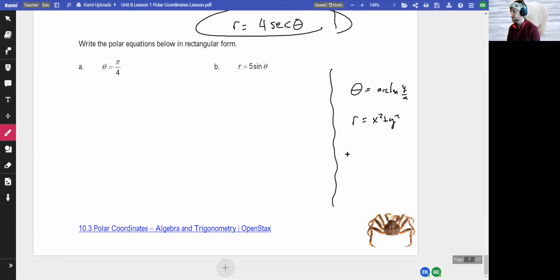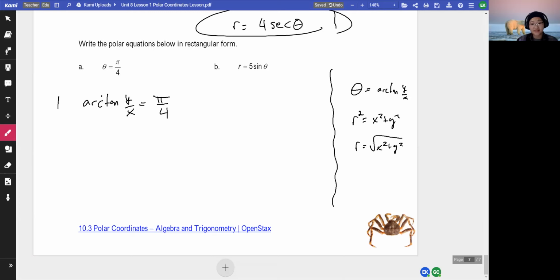So wherever we see an r squared, we can replace it with x squared plus y squared. And wherever we see an r, we can replace it with the square root of x squared plus y squared. And wherever we see a theta, we can replace it with arctan. So let's do that here. Arctan of y over x equals pi over 4. Let's simplify this a little bit. How can I get rid of that arctan? Take tangent on both sides.